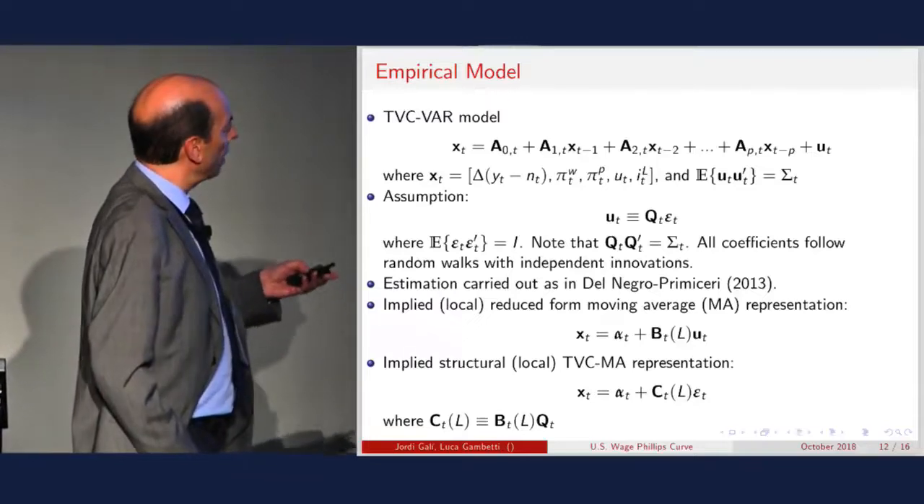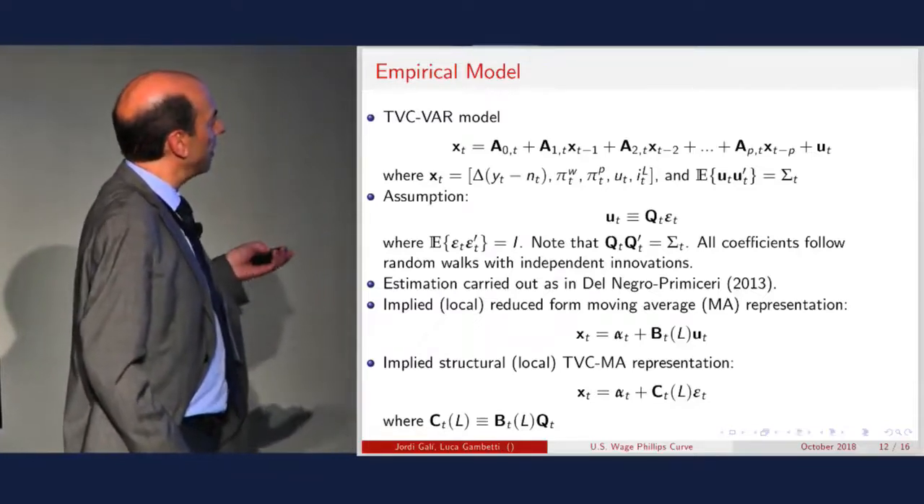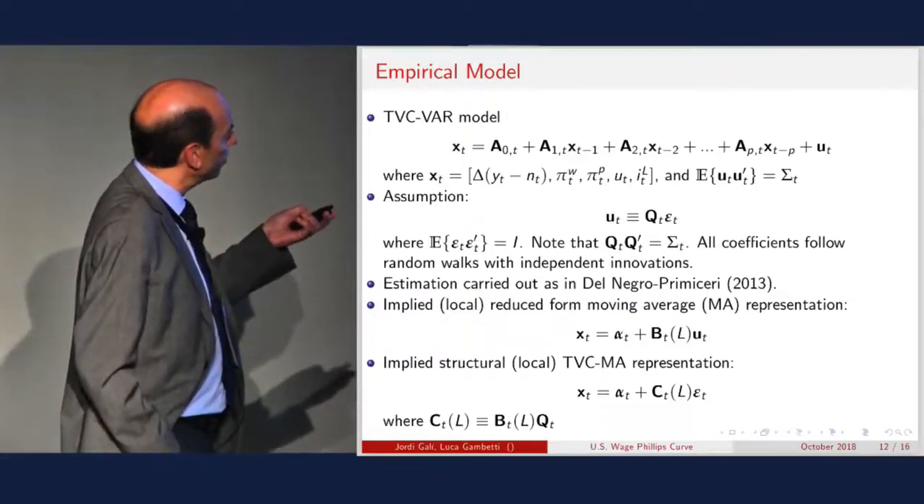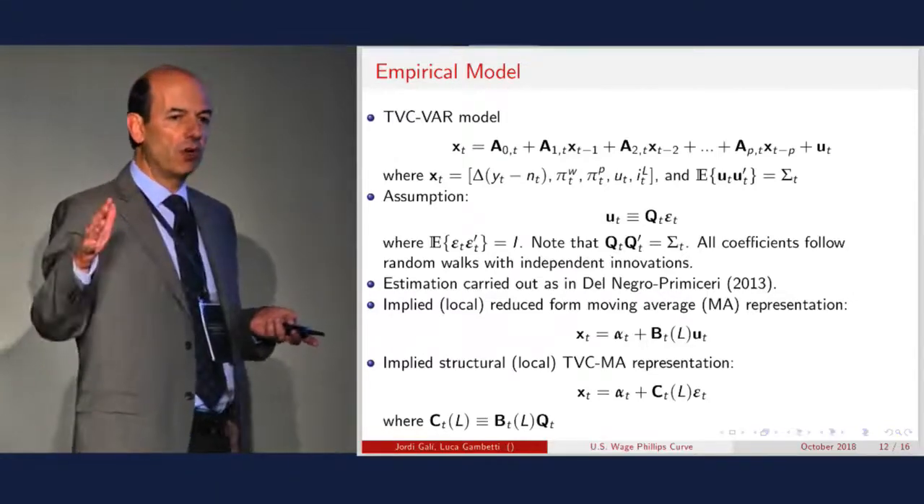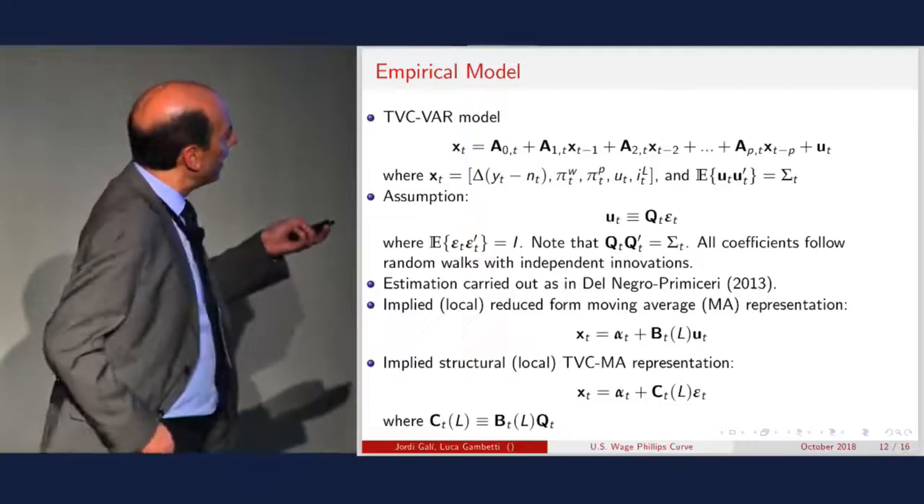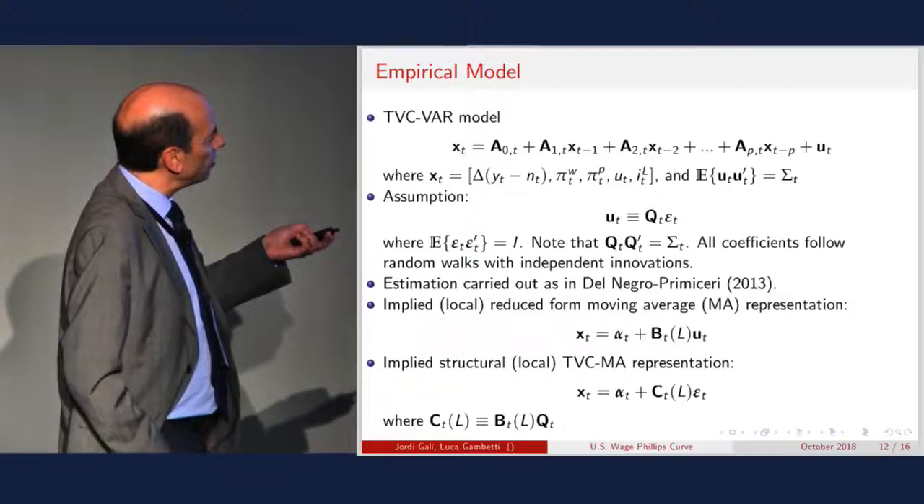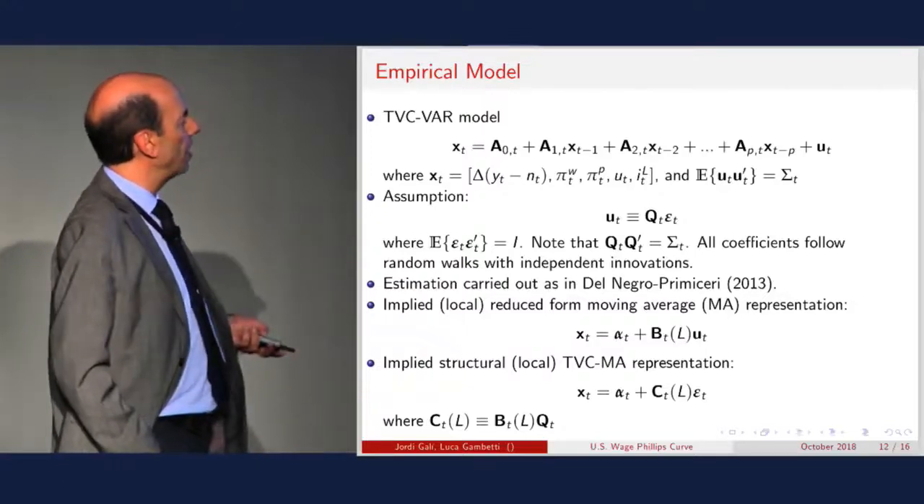Okay. So the only difference with the standard model is that all these matrices you see have a T subscript. That means that they are allowed to change over time. Okay. Now this is the variance. This sigma is the variance covariance matrix of the innovations, which is also allowed to change over time.